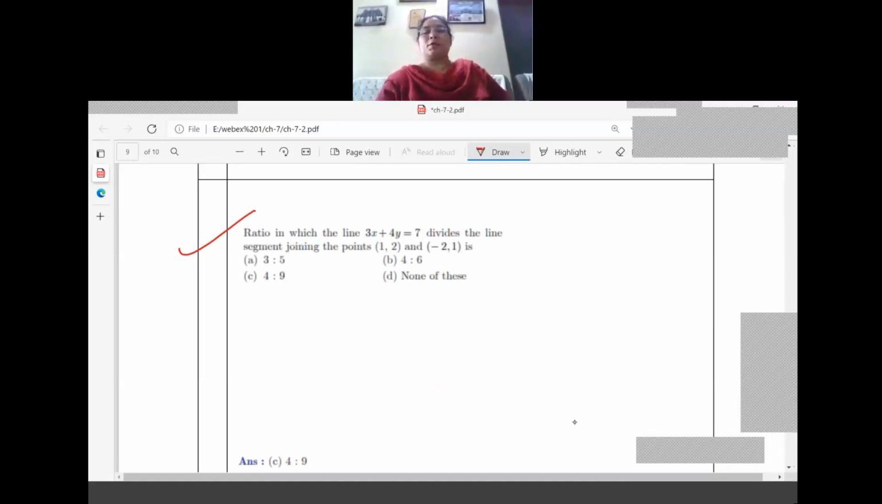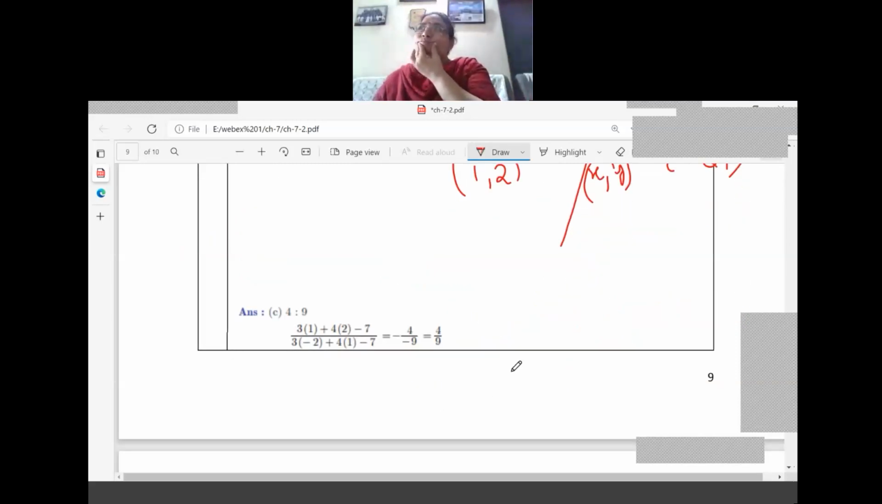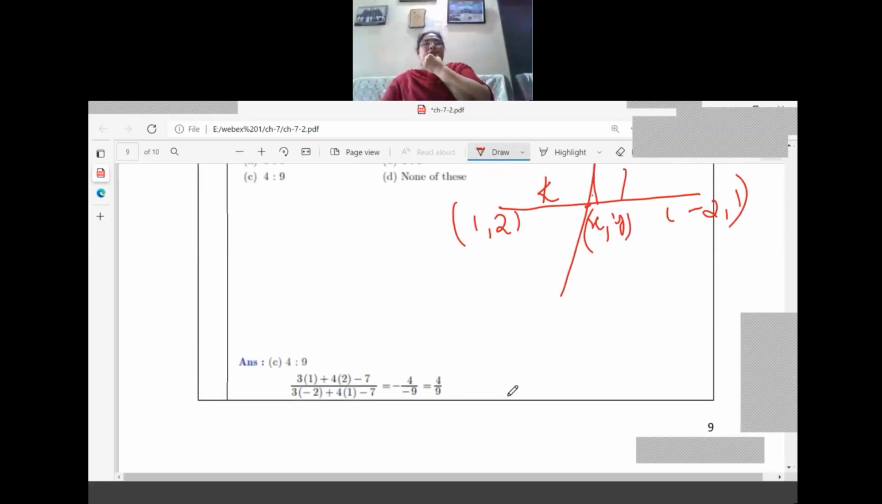Actually, what is the question here? The line is given: 3x plus 4y equals 7. Now the points are (1, 2) and (-2, 1), right? Here x comma y should be written first. First you have to solve for x comma y, and that value should be put in the equation. So the answer is 4:9. The steps are given here in a small way only.